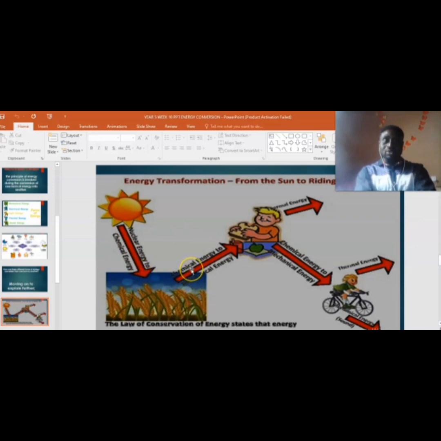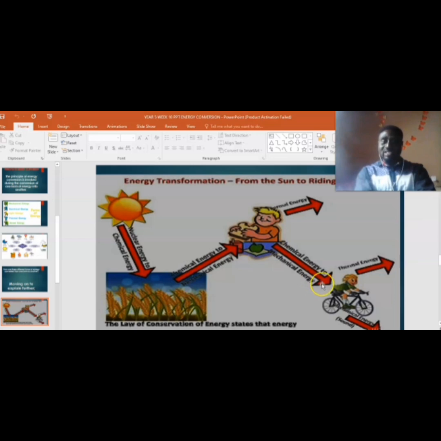Then it is now stored in the form of chemical energy, which is taken in by man when he consumes plant materials. And then he uses the energy generated to do work, like in this case riding a bicycle. So we call that mechanical energy. And mechanical energy involves both kinetic and potential energy.